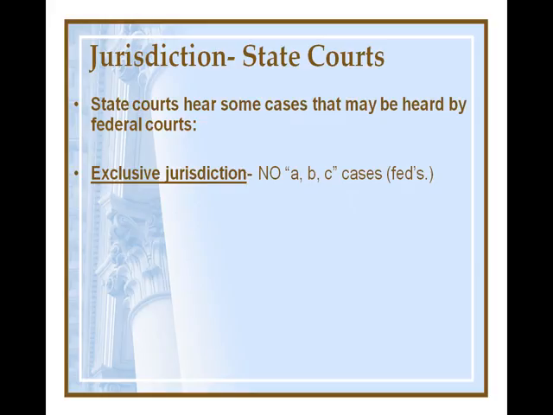B stands for bankruptcy cases. Bankruptcy court cases: if your business is going to go out of business or you have trouble paying your creditors and you're seeking bankruptcy protection, that has to go to federal bankruptcy court, not state court. The C cases are copyright, and copyright and patent cases also have to go to federal court. Trademark is the same way, any of those intellectual property cases.